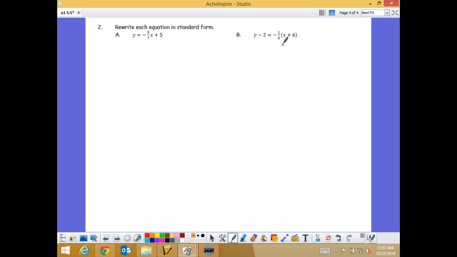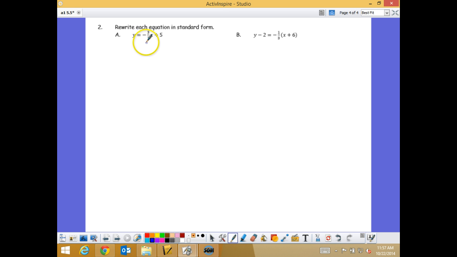Now, two things have to happen in order for an equation to be in standard form. The first thing that has to happen is there can be no fractions or decimals. The second thing is the x and the y have to be on one side, constant on the other.